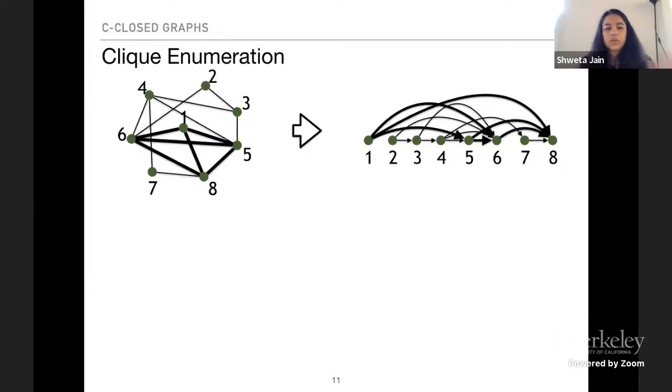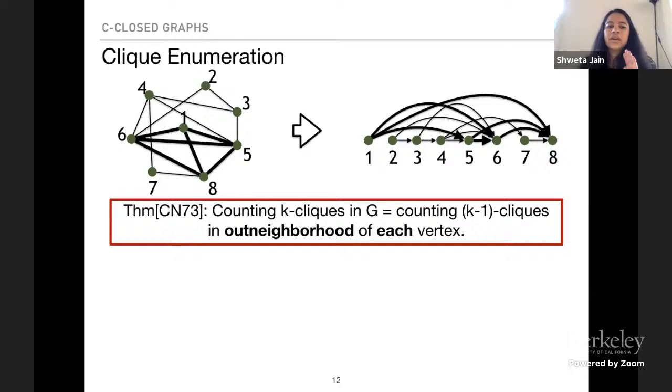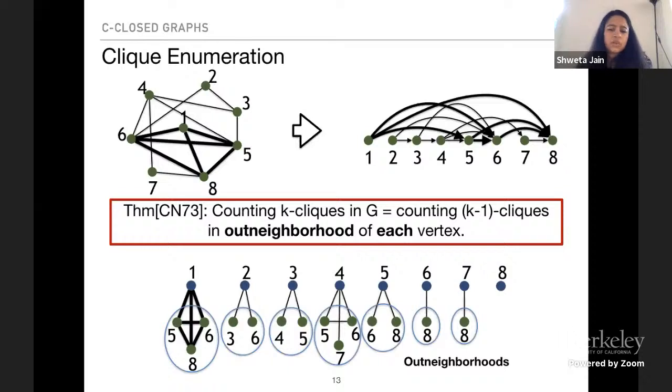So what does this algorithm do? Given a graph, it orders the vertices of the graph and orients the edges from lower to higher vertices. And in this way, it converts it into a DAG. And now one can show that if you want to get all cliques in the original graph, essentially that boils down to getting the cliques in the out neighborhoods of each of these vertices. So it looks at these out neighborhoods, and we are now interested in finding the cliques in these out neighborhoods. It's the same problem we started with, just on a smaller instance.